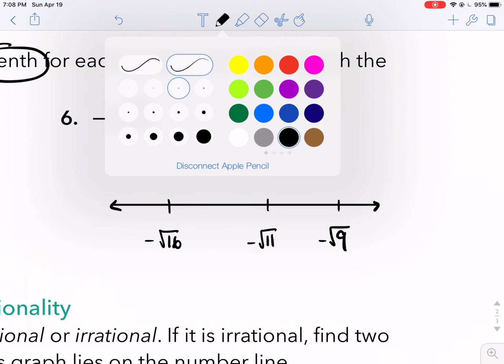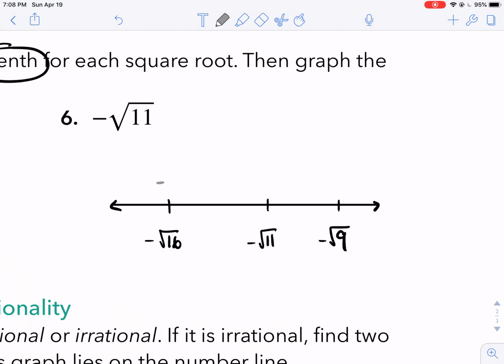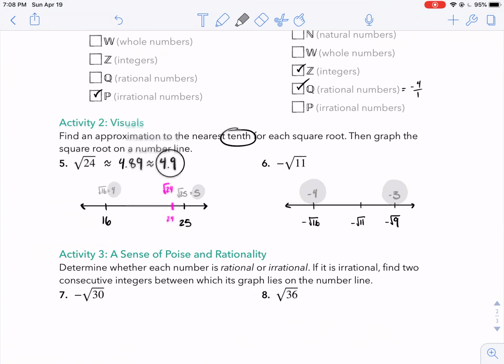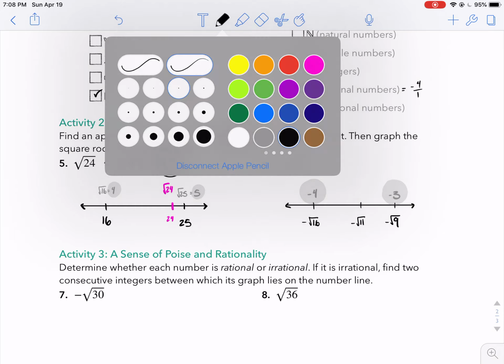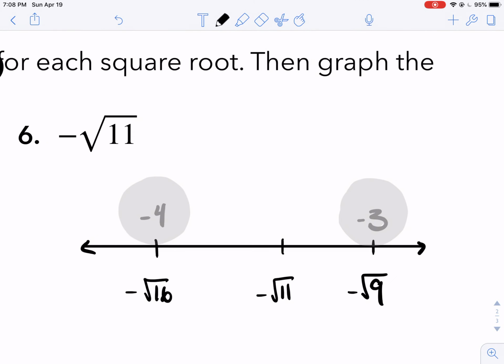Now the negative square root of 16 is negative 4. The negative square root of 9 is negative 3. So that tells us that the negative square root of 11 is going to be between negative 4 and negative 3. And that does make sense because the square root of negative 11 turns out to be negative 3.3, approximately.